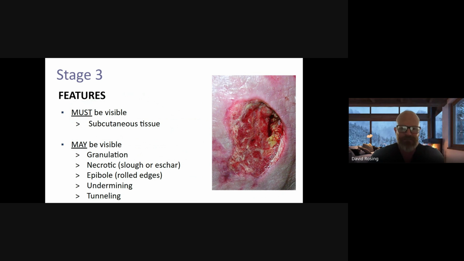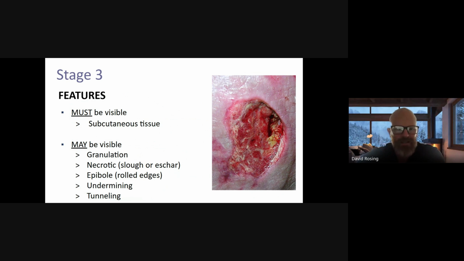But in this case, this is all nice, healthy granulation tissue that you can see here. And then right here is actually fat or subcutaneous tissue. So that's why they're calling this a 3. There's no real obvious muscle there. So that's 3. And then what you may also see here is epibole. That's these kind of rolled edges you see here. That edge is actually kind of rolling under itself like that. That's called epibole, and that's going to increase the time it takes for that wound to heal.